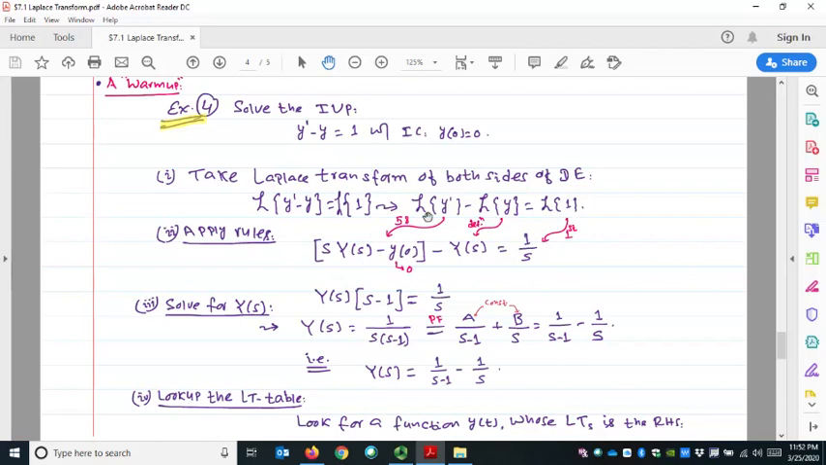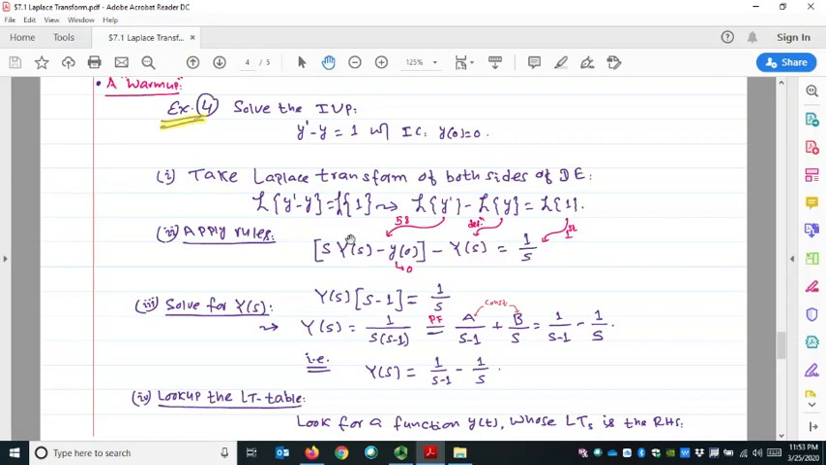Then apply the rules. So for the y prime, we use the formula number 58 that we talked about before, the first derivative, which becomes s times capital Y of s minus y(0), minus the Laplace transform of y becomes capital Y of s, equals the Laplace transform of 1 becomes 1 over s. So let's use the initial conditions next. So y(0) is given as 0 here, so I put it back there.